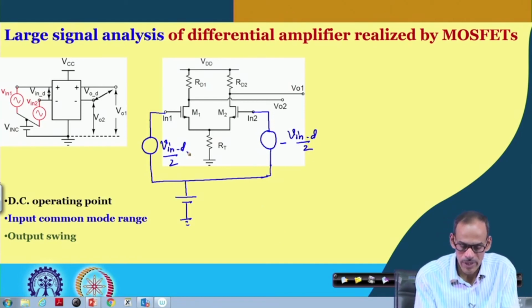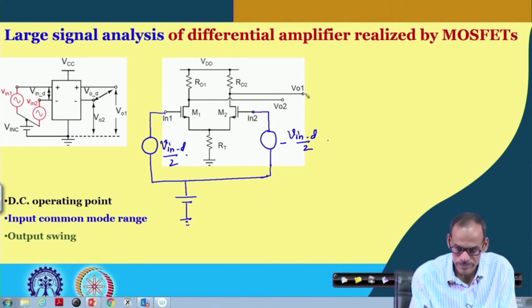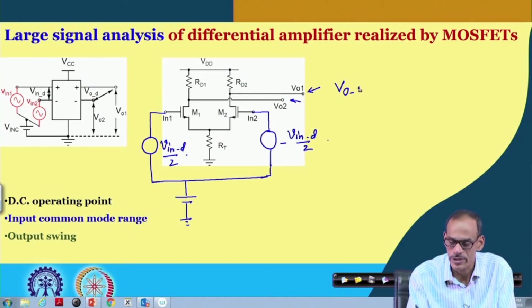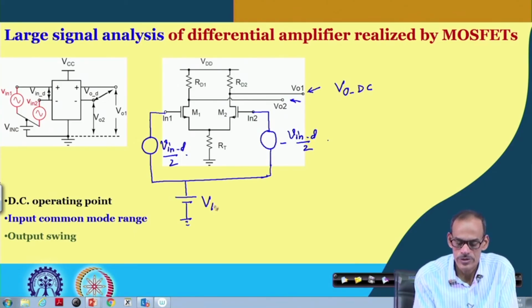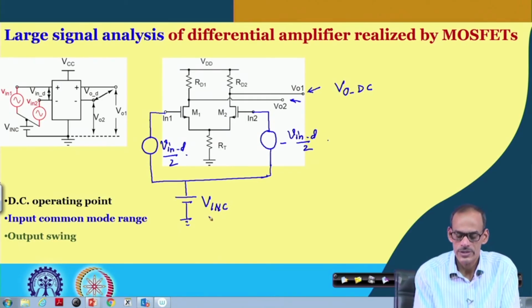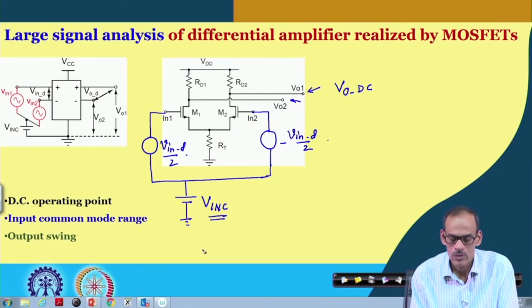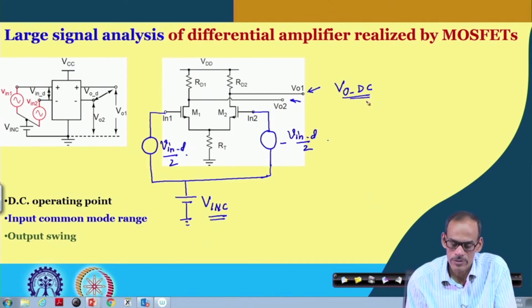If I make these two signals 0, obviously the voltage here and the voltage here are the same, namely V O D C, and this is of course V in C. Assuming that V in C has a value which is within its acceptable range, the output voltage also has a meaningful value.